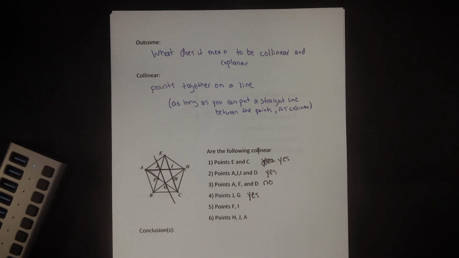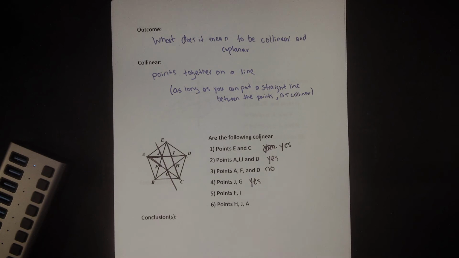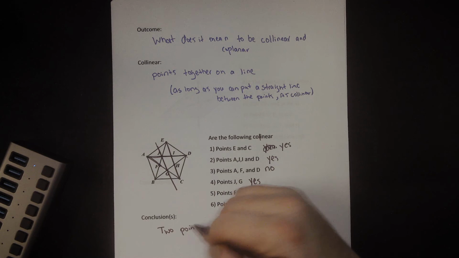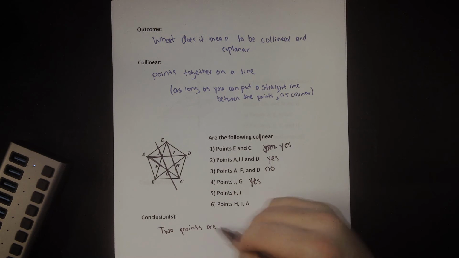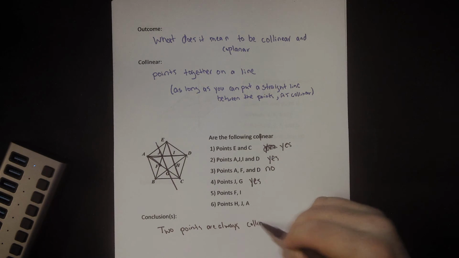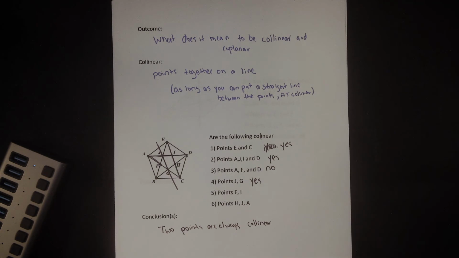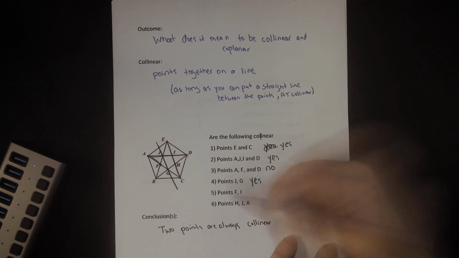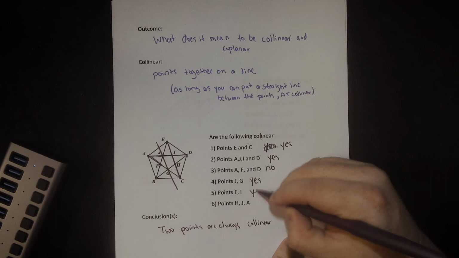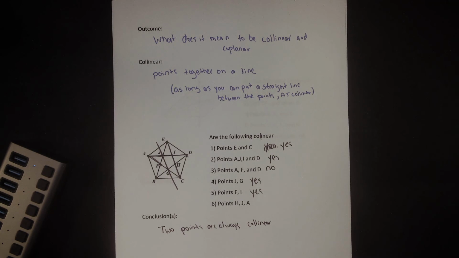So it comes down to one of our conclusions that we can automatically put down, and that is 2 points are always collinear. Just like 2 points can form a line, it's always got to be collinear. That way, with F and I, I don't even have to check it on the diagram. F and I being 2 points automatically is a yes. So anytime you see 2 points, it's automatically collinear.